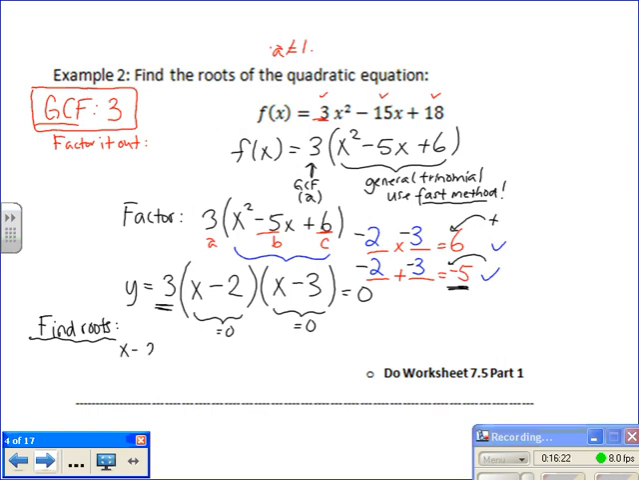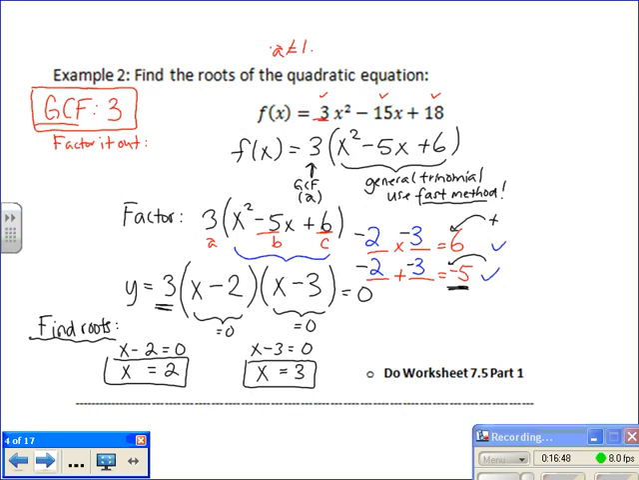So x minus 2 is equal to 0. What's the value of x? Well, x is equal to positive 2. Okay, I'm going to move that 2 over to the other side. So there's my one root. Okay, let's do the other one. x minus 3 is equal to 0. I'm going to move that 3 over to the other side by adding the opposite. I'm going to add 3 to both sides, and I get x is equal to 3. And there's my two roots. I found them.